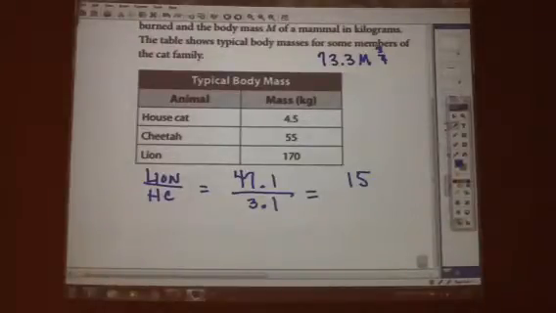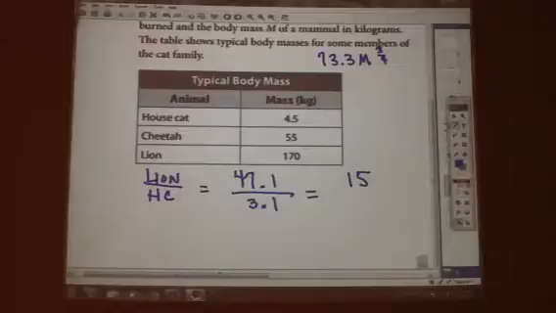Yeah, I got 3,000 something for the lion. The first time I did it, I got 3,000. They didn't multiply it by 73.3. That's why you get 47.1. Oh, they canceled the 73.3. Okay. Just cancel the 73.3 out, since it's in both. Gotcha. That's what they did.